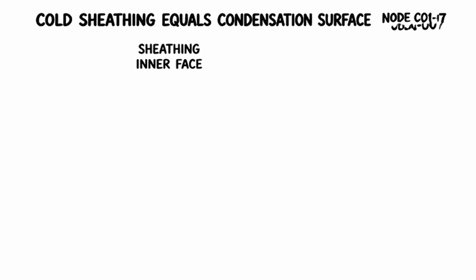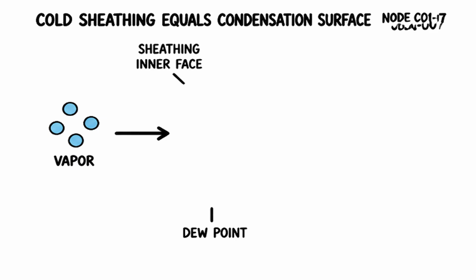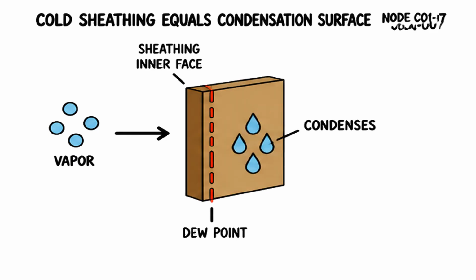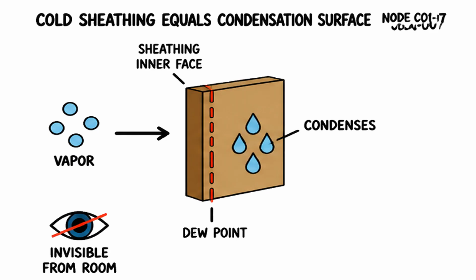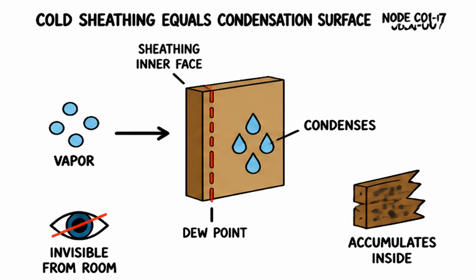Right there. The sheathing interface sits at or just below the dew point. Vapor migrating outward reaches that cold surface and condenses, invisible from the room, accumulating inside the wall. The sheathing is the condensation surface.